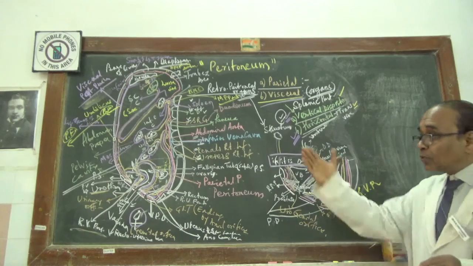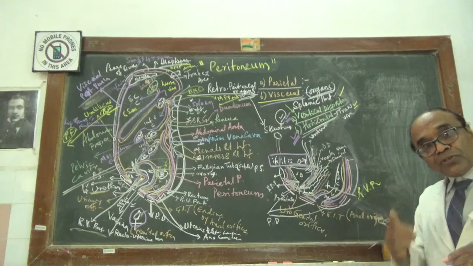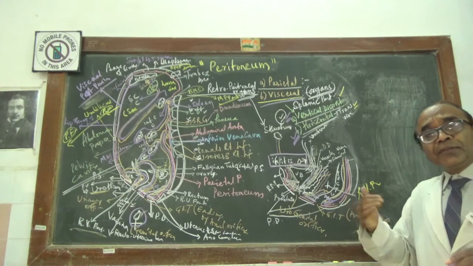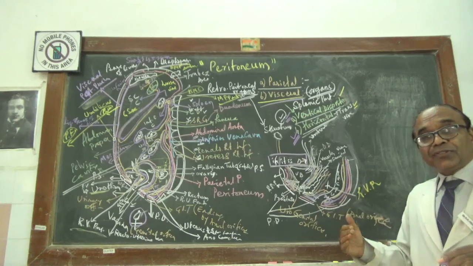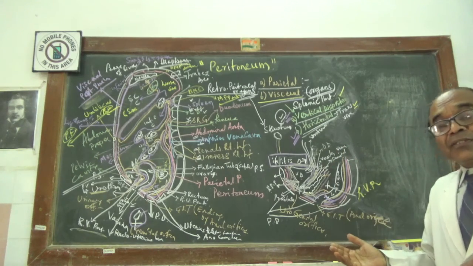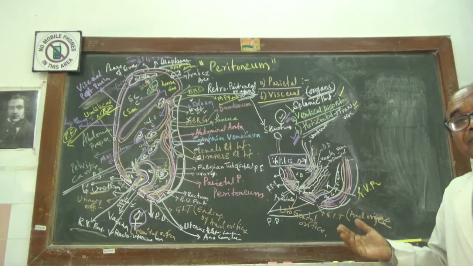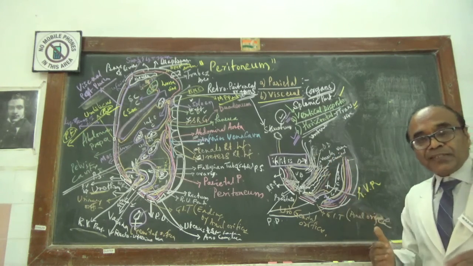Now the visceral part of the peritoneum. Its blood supply is the corresponding blood supply of each organ, whatever organ it covers. That will be the blood supply for the visceral part of the peritoneum. It will differ from one organ to another.